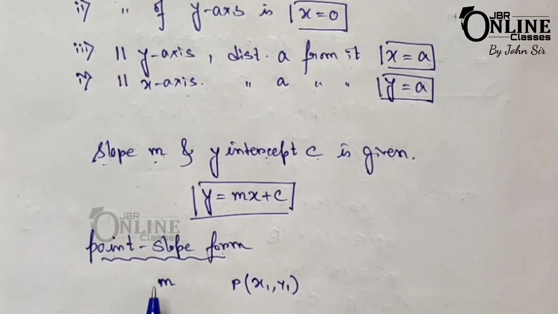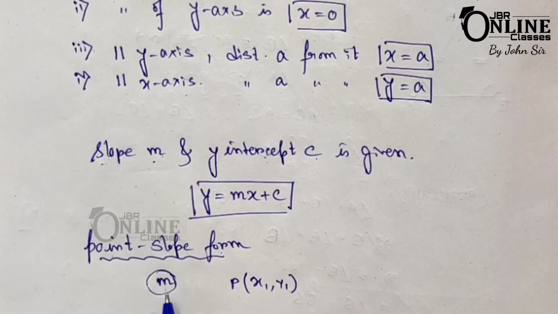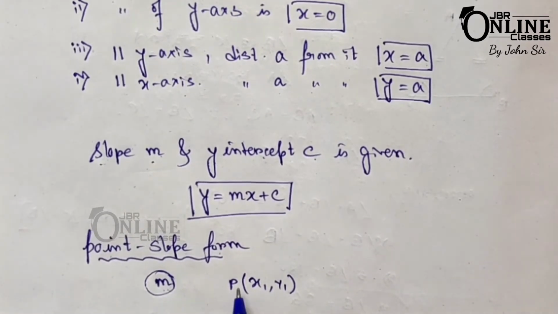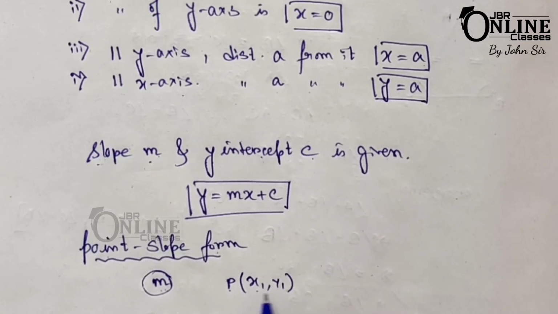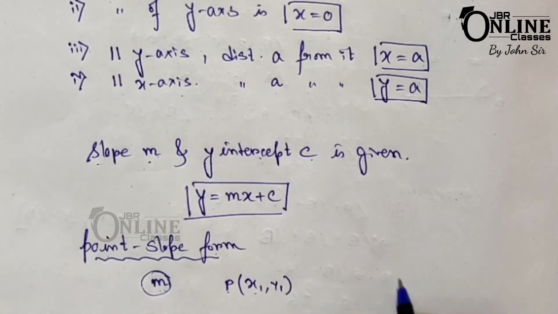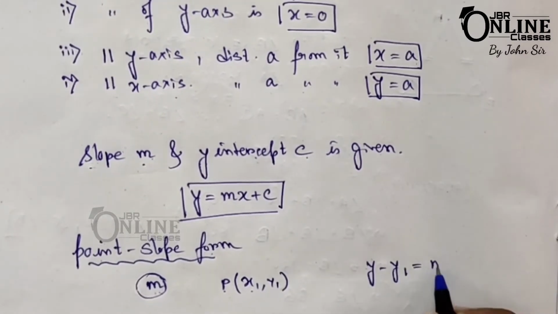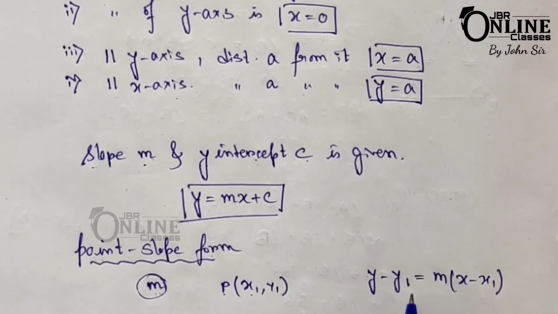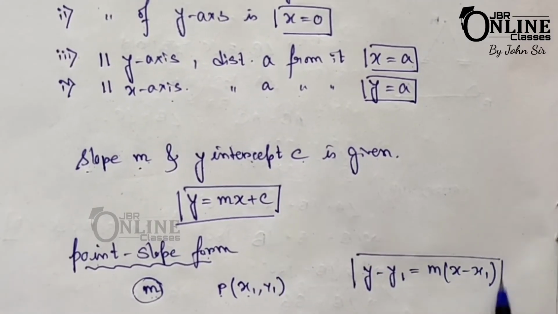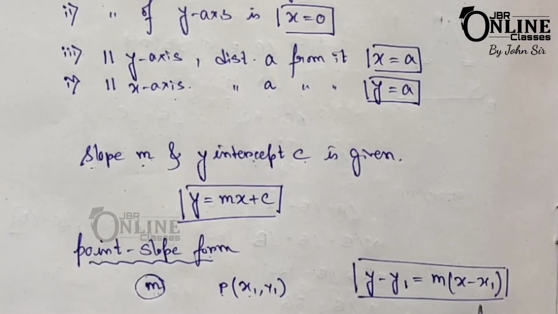The equation of a line with slope m and passing through a point P with coordinates x1, y1 will be y minus y1 equal to m into x minus x1. Then the equation will be y minus y1 equal to m into x minus x1.